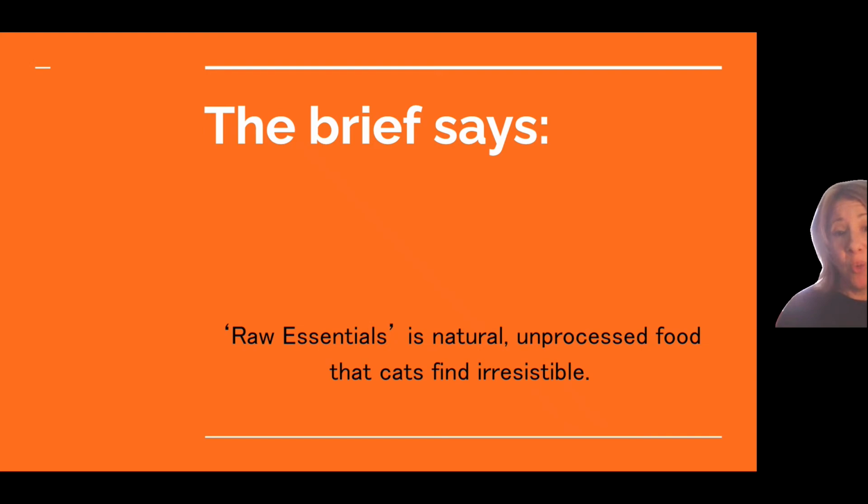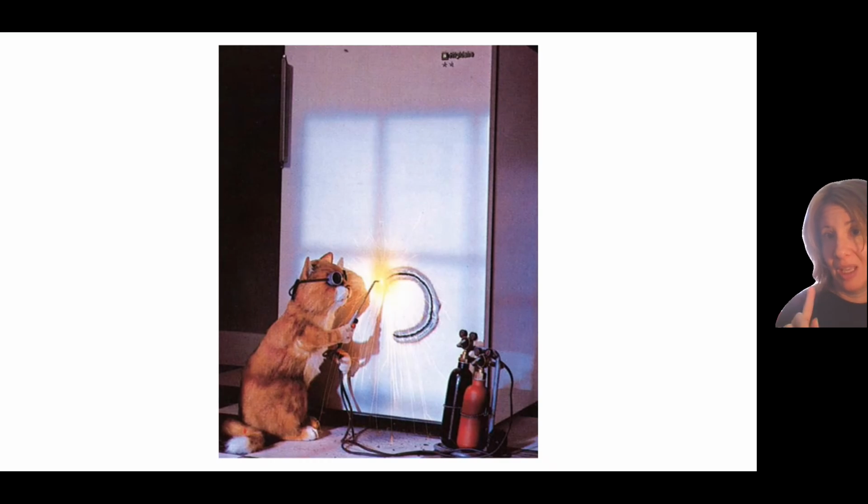So when the brief says Raw Essentials is natural, unprocessed food that cats find irresistible, we all know what cat food ads look like, right? They are pretty formulaic and pretty predictable. This one isn't. So they found a very different way to show you what you would expect to see.